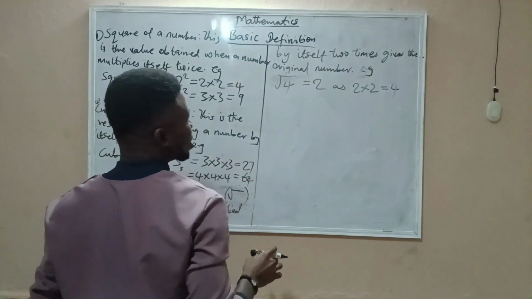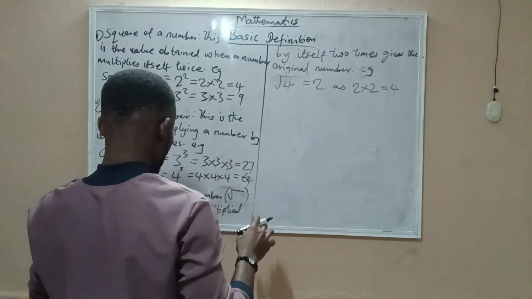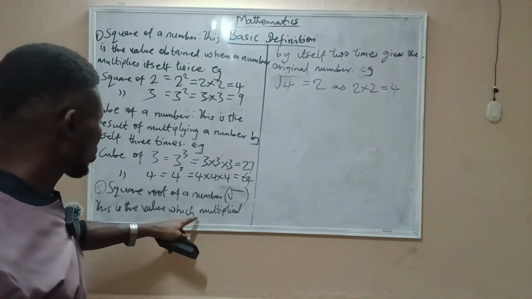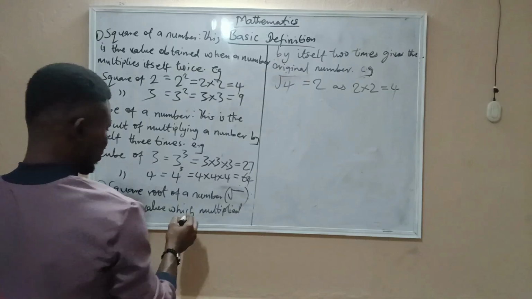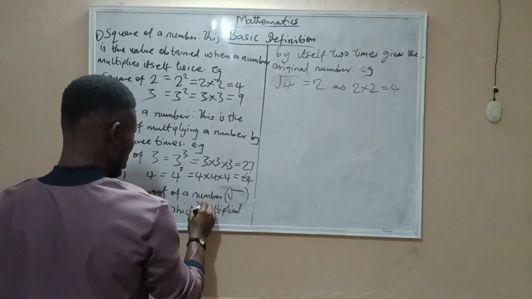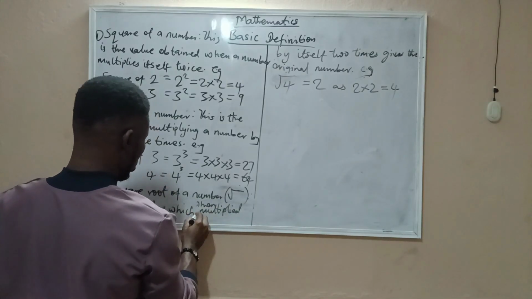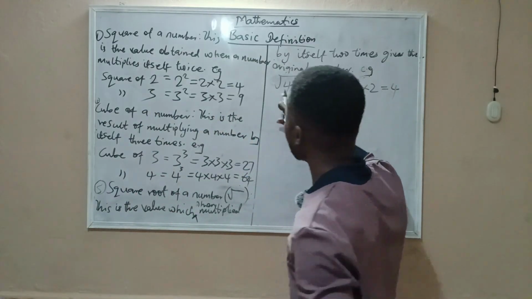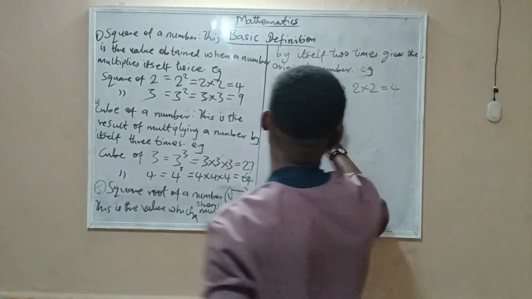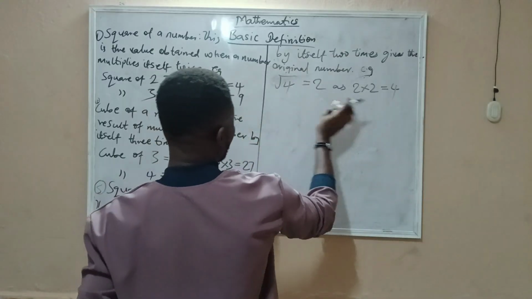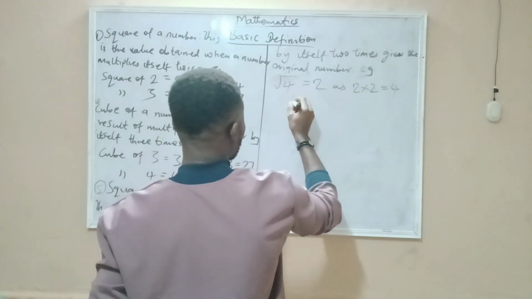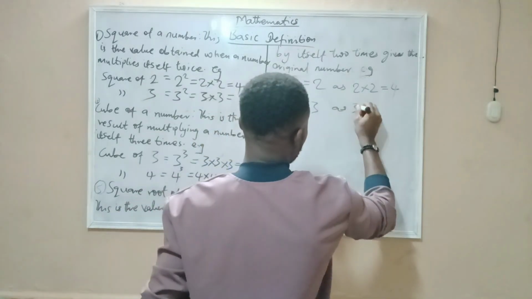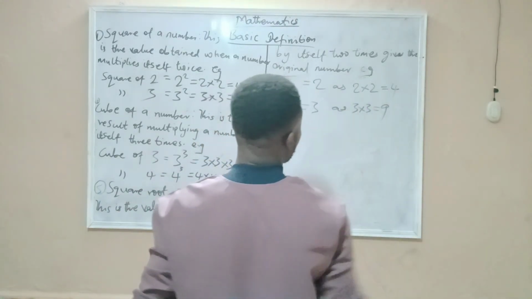Since from the definition we said it's a value, which one? It's a value which, when multiplied by itself 2 times, gives the original number. This is the original number, which is 4. Then when you take square root of 4, it gives 2. If you multiply 2 by itself, it gives you 4. So we say square root of 9 is 3, as 3 times 3 equals 9.